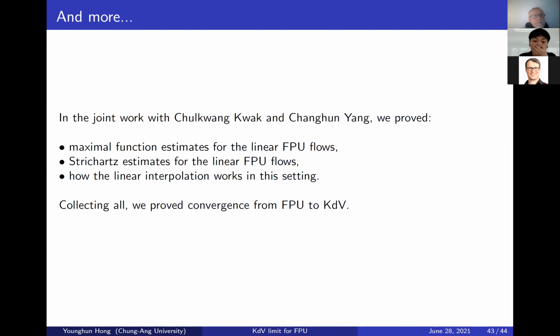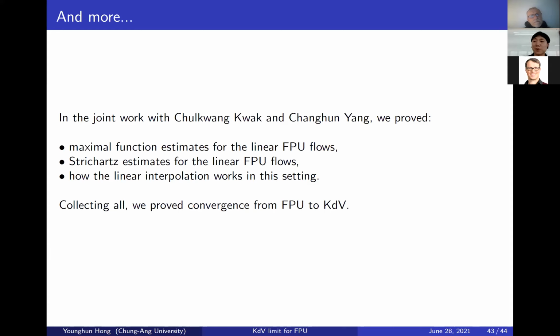Actually, we tried to prove global in time convergence, and we could do that for the nonlinear Schrödinger equation because the energy is at the H1 level. So we can use the energy conservation law to obtain global in time convergence. And we could do that for the nonlinear Schrödinger equation.